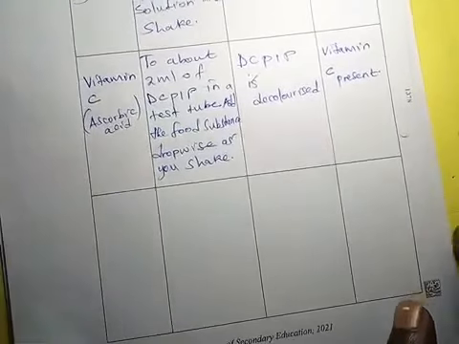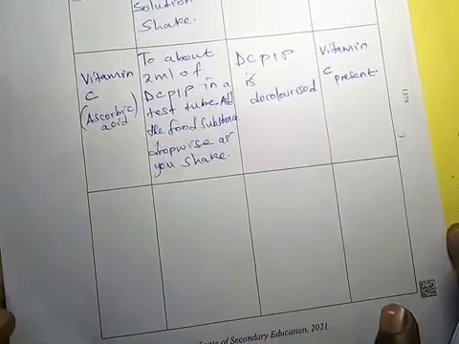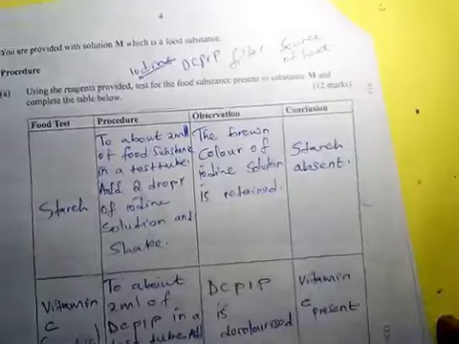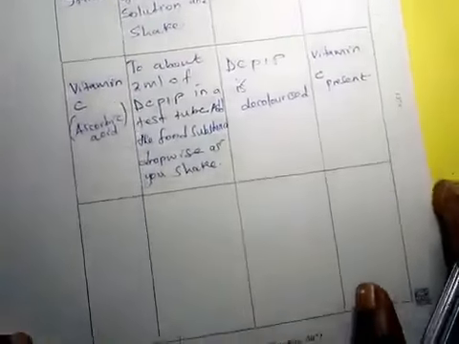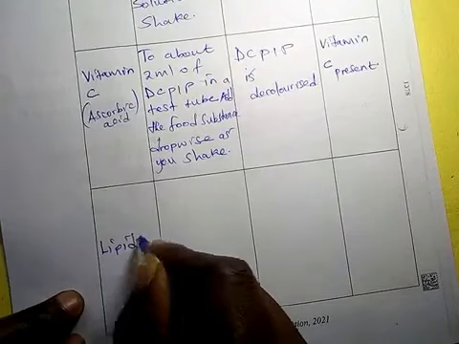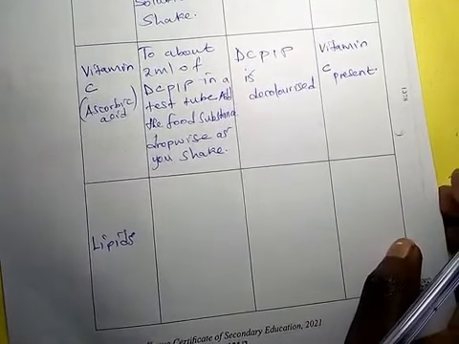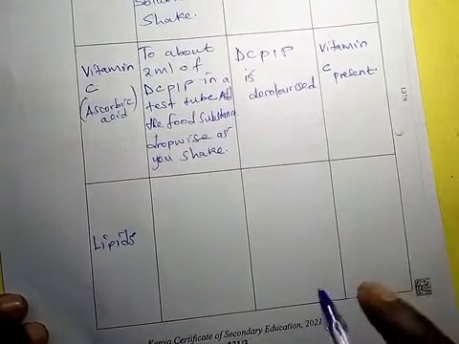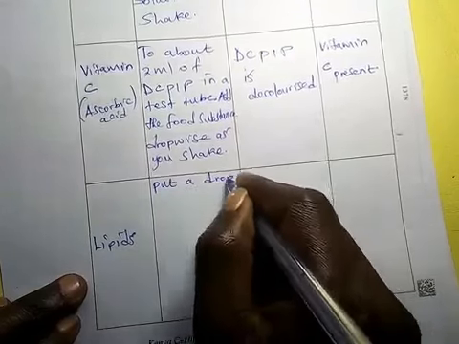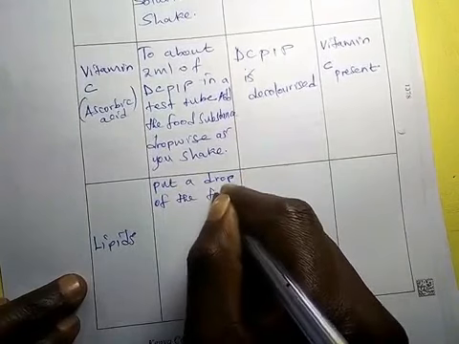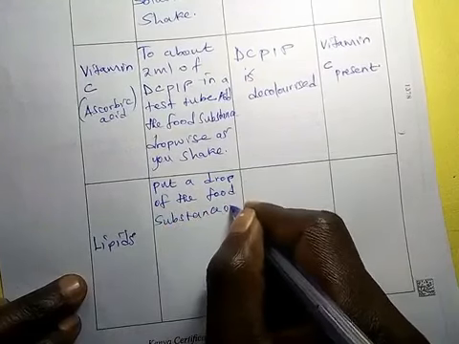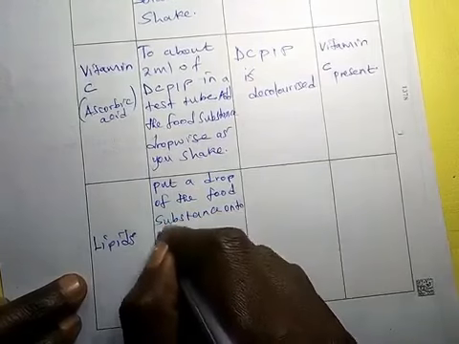The last one, when you see a filter paper and a source of light, you are testing for lipids. Therefore, the food substance is lipids. Now the procedure will be put a drop of the food substance onto the filter paper.